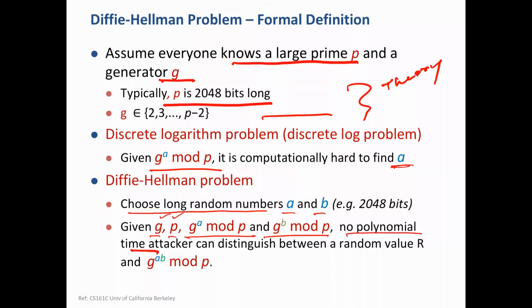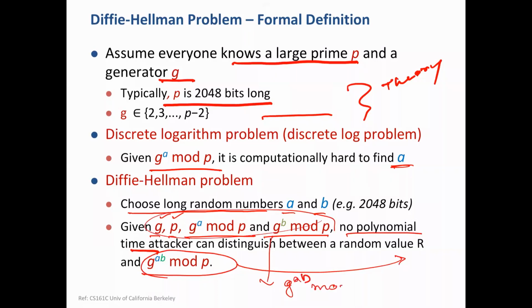the difference between this g raised to the power a mod p and a random value r. It means that one cannot find out in polynomial time, from all this knowledge, this value of g raised to the power ab mod p. So this is the learning. Or cannot generate a random value r, or some value r which is equivalent to this.